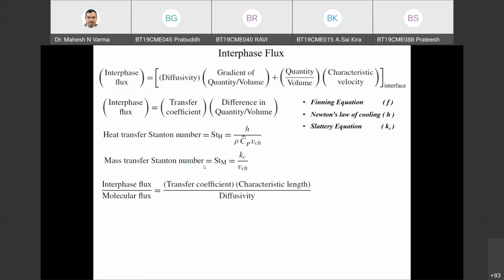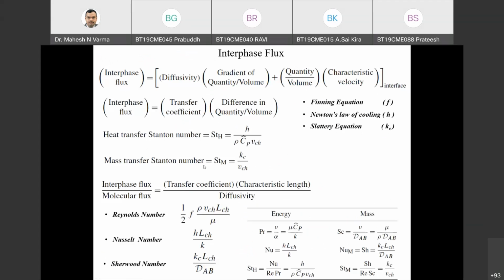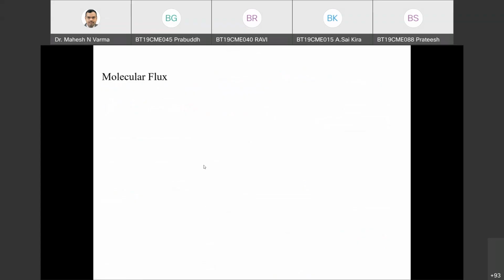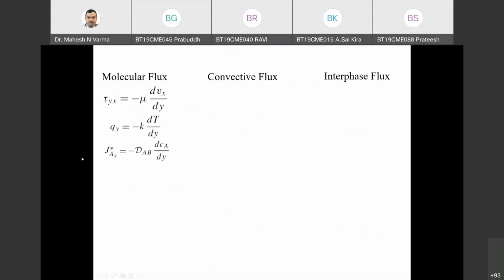Okay. Then what we have done is now we will compile the thing. We have discussed molecular flux: 3 equations in molecular flux, 3 equations in convective flux, and 3 equations in interface flux. So these are the 3 equations. What is this equation? This is Newton's law of viscosity. This is Fourier's law of heat conduction, and this is Fick's law of diffusion.